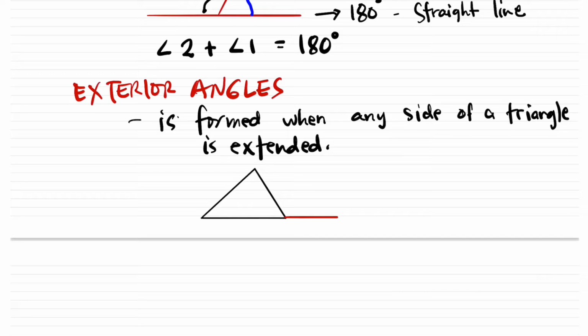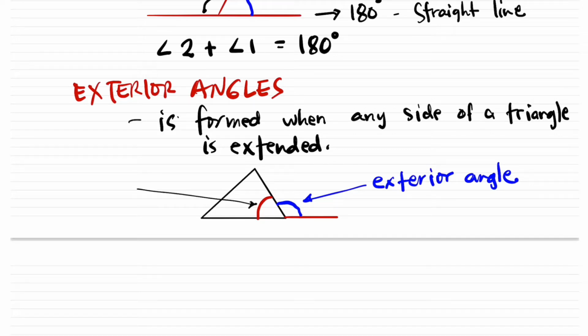So therefore the angle that is formed here, this is what we call the exterior angle. And the angle that is formed inside, this is what we call the interior angle. Alright, so exterior angles are angles that are formed when you extend the side of a triangle.